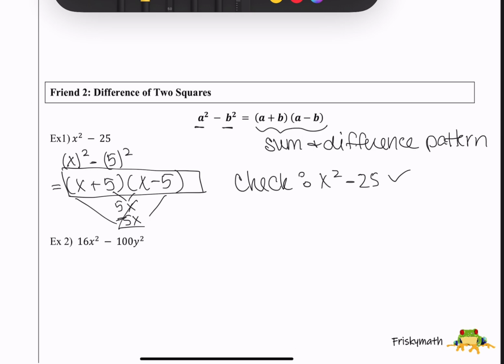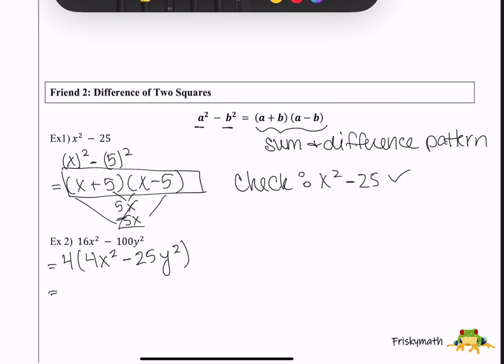All right, example 2. Don't forget about your first friend, greatest common monomial. Can you help us out? Do we have a greatest common factor between 16x squared and 100y squared? And in fact, we do. We could factor out a 4. So I'm going to do that now. When I do that, I have a 4x squared left minus 25y squared. Now, we're not done.